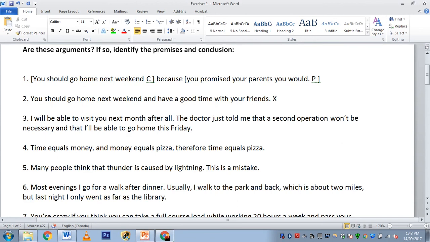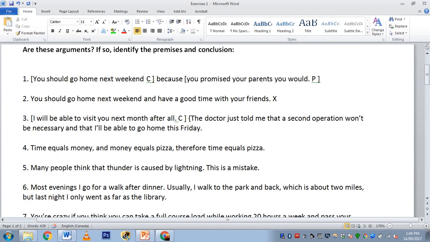Argument? Yeah, I think you could read this as an argument. Okay, so supposing that this is an argument, what would be the conclusion? I will be able to go home next month after all. Good, so that's what I would read as the conclusion. I will be able to visit you next month after all. So that's the thing that's being argued for, and the reason being given is just all of the rest of it. The doctor told me a second operation won't be necessary, I'll get home this Friday.